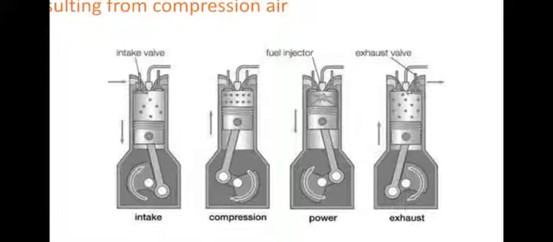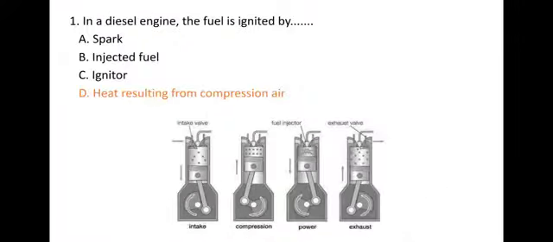So during the intake stroke the air will come inside the cylinder, and during the compression stroke whatever air comes inside the cylinder will get compressed. After that the fuel is injected over the compressed air, and then the fuel will burn and combustion will happen, due to which we will get power from the cylinder, that is the power stroke, and the last stroke is the exhaust stroke. So in a diesel engine the fuel is ignited by the heat resulting from the compressed air, because the fuel is injected over the compressed air and then it gets burnt.